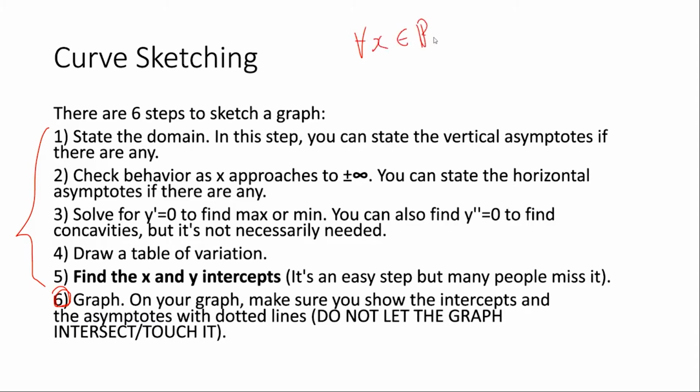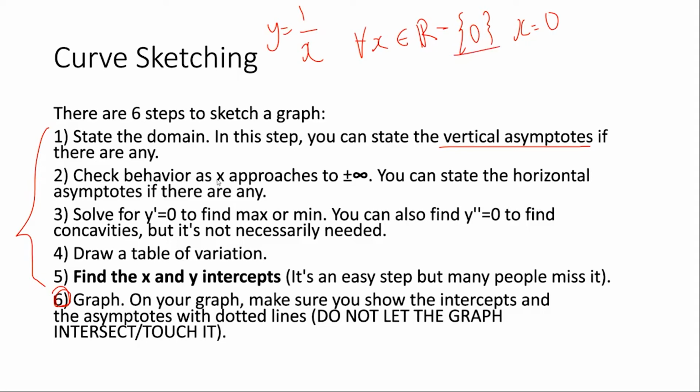Either real numbers or, let's say for y equals 1 over x, its domain is real numbers minus 0, because if x is 0 you get y undefined or y is infinity. So over here they said state vertical asymptotes. So we can say that x equals 0 is a vertical asymptote from this 0 over here.